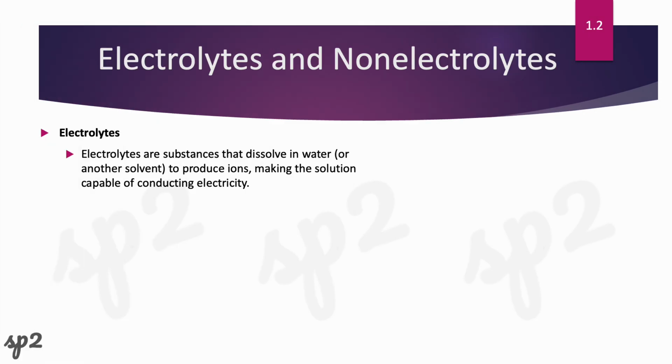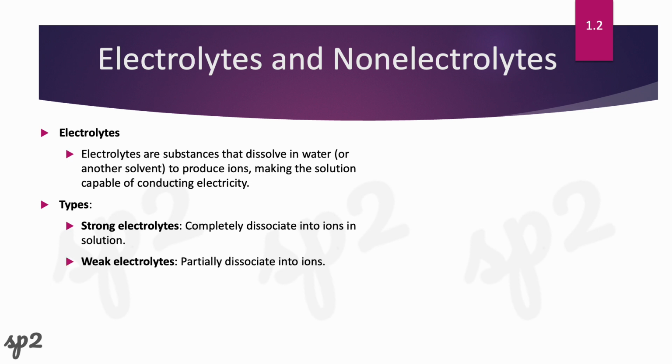Okay, now we're going to be looking at electrolytes and non-electrolytes. These two are very common terms in chemistry. Let's get started with the electrolytes. These are substances that dissolve in water or potentially another solvent in order to produce ions. Because we have cations and anions, they can conduct electricity. Now, depending on the degree to which they dissociate, we call them differently. If I have complete dissociation, like 100% dissociation, we call them strong electrolytes. But if I have less than 100%, partial dissociation, we call them weak electrolytes.